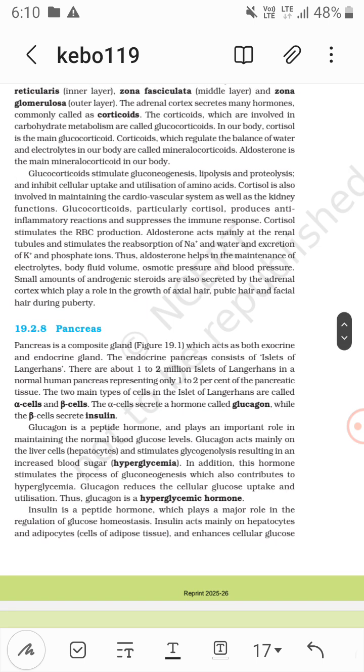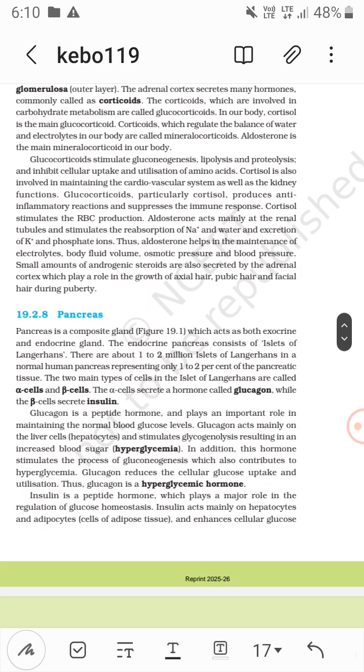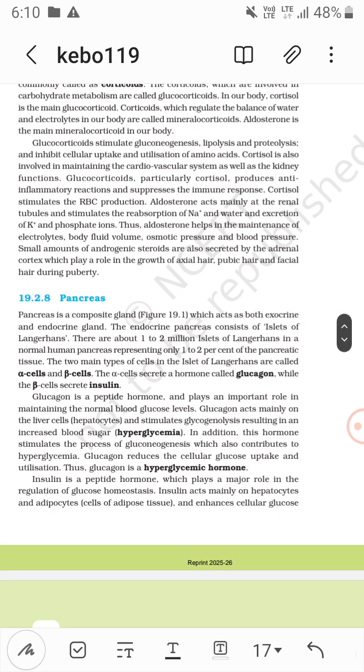Now glucocorticoids, particularly cortisol, produce anti-inflammatory reactions and suppress the immune response. Cortisol also stimulates RBC production, like the thyroid gland also helps in the process of red blood cell formation, right? And it stimulates the RBC production.